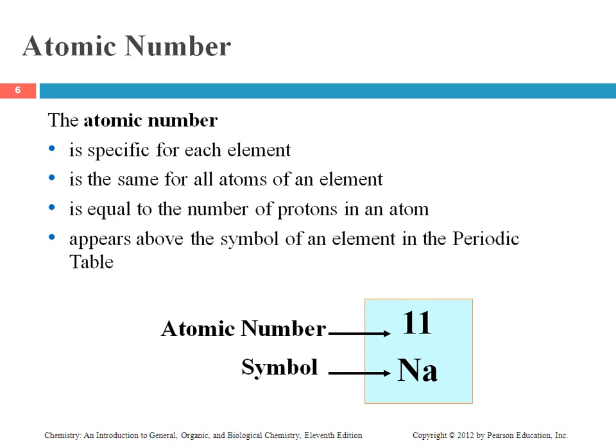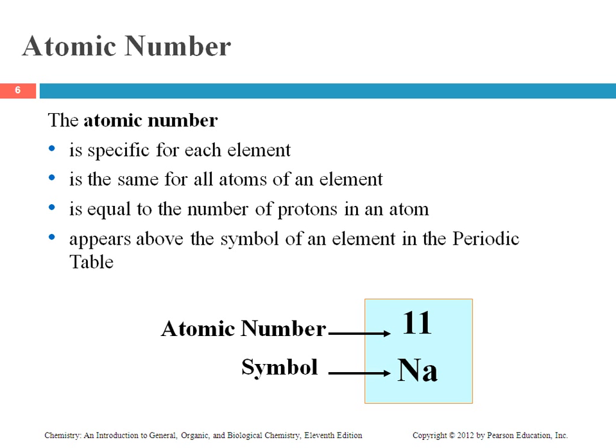Welcome to part 2 of the All About the Periodic Table video series. We're going to discuss the atomic number. At this point, hopefully all of you know that an atom is made up of protons, neutrons, and electrons. And the atomic number is specific for each element.